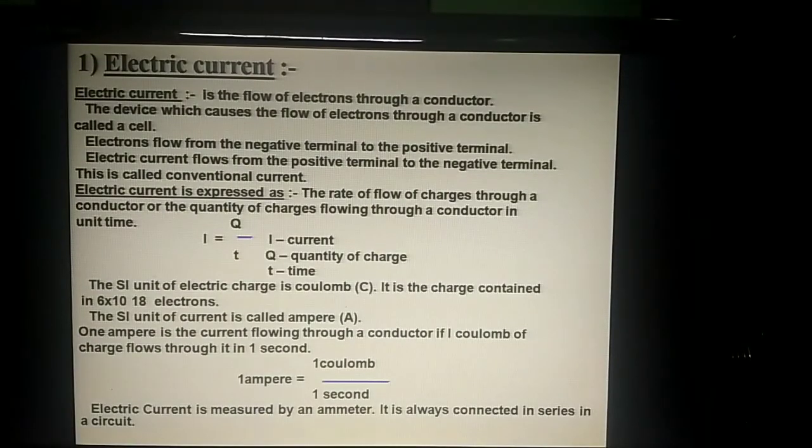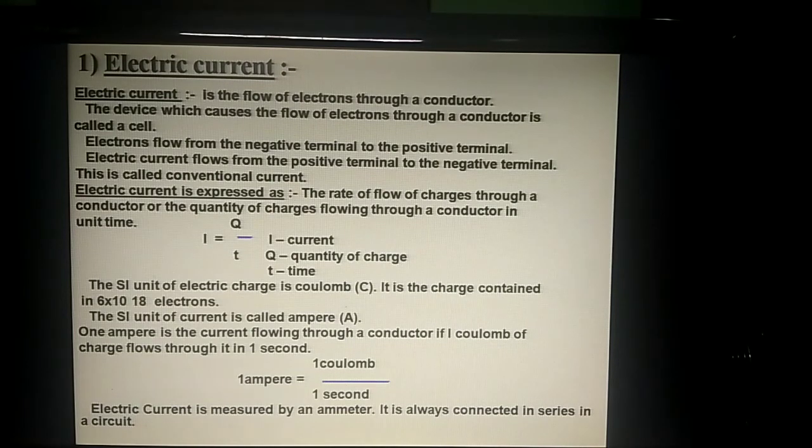Electric current, the rate of flow of charges through a conductor, or the quantity of charges flowing through a conductor in unit time, is called electric current, and it is expressed as I is equal to Q by T, where I is current, Q is quantity of charge, T is time. Since Q is equal to NE, we can write I is equal to NE by T. The SI unit of electric charge is coulomb, which contains 6 into 10 to the power of 18 electrons.